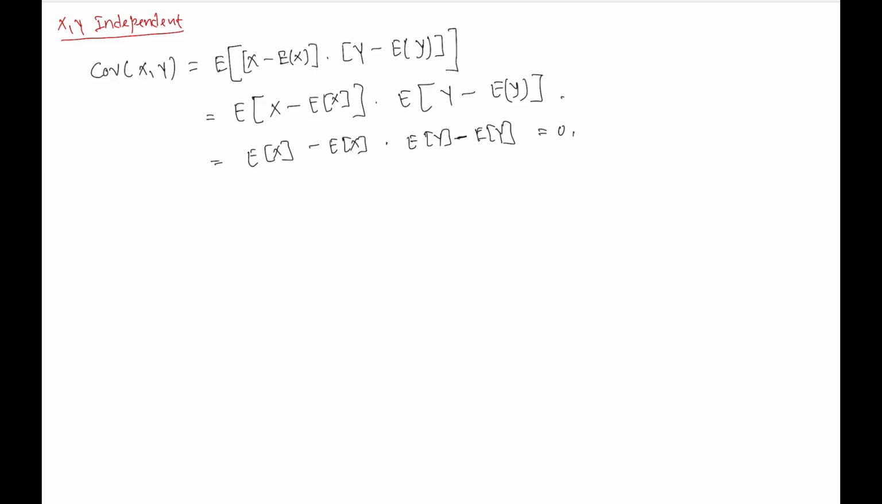But the point to note is that independence of the random variables implies the covariance will be 0, but its converse is not true. You cannot say that if the covariance is 0, then it is guaranteed that the random variables x and y will be independent. So the converse is not true. Let me write that down also.